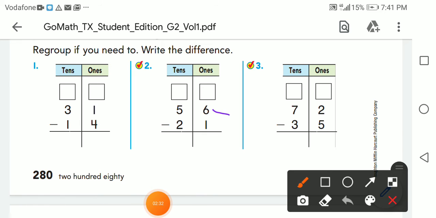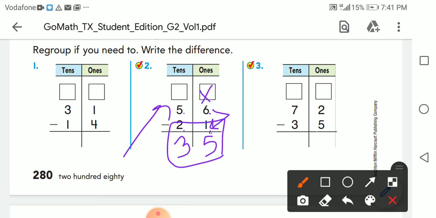What about the next one? Let's do it together. 6 minus 1. Yes, I can take 1 out of 6. So 6 minus 1 gives me 5. We don't have anything here. 5 minus 2, what is it? It's 3. So this doesn't need any regrouping or borrowing.